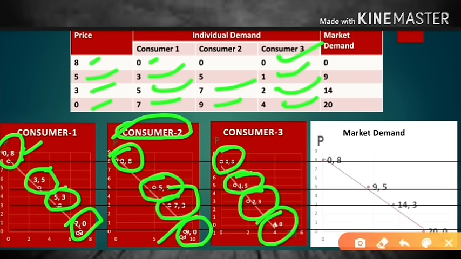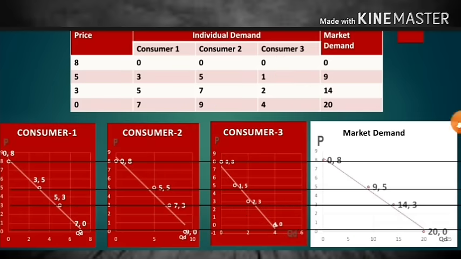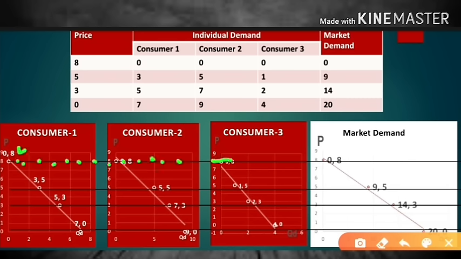So in order to get the market demand, we have to sum the quantity demanded of each consumer at the same price. When we sum, we will get the market demand. So let's check it out. At a price of 8, quantity demanded here is 0, here 0, and here 0. So market demand is 0. When price is 8, quantity demanded is going to be 0.